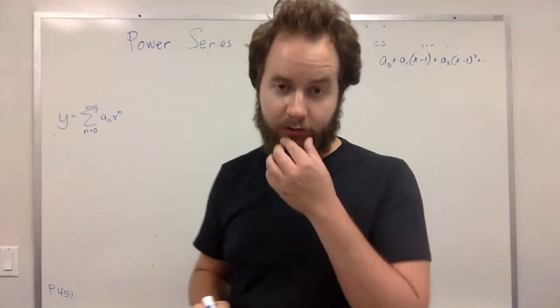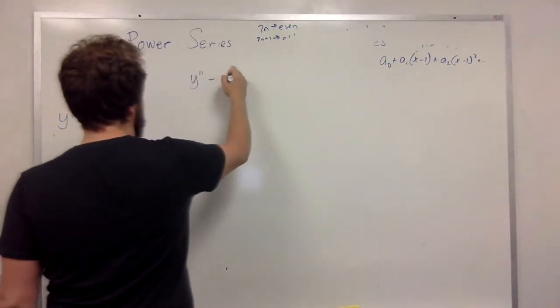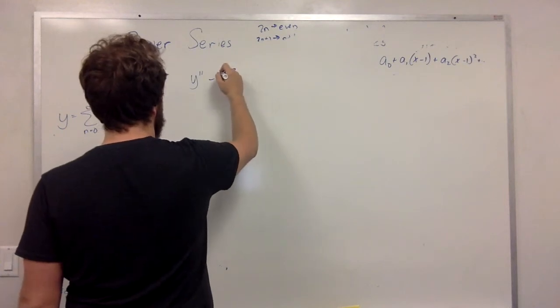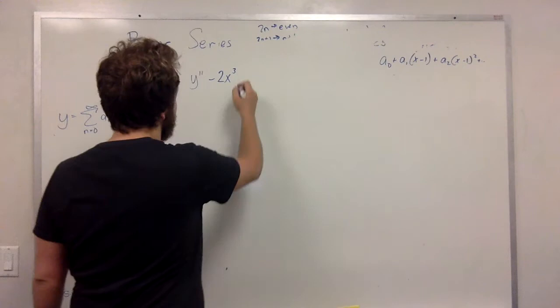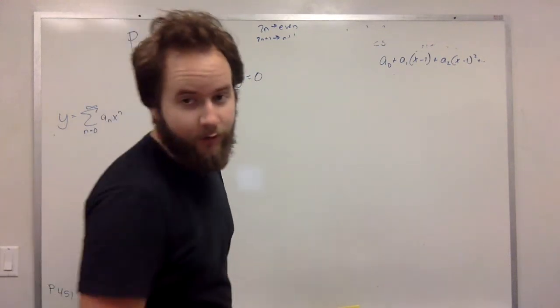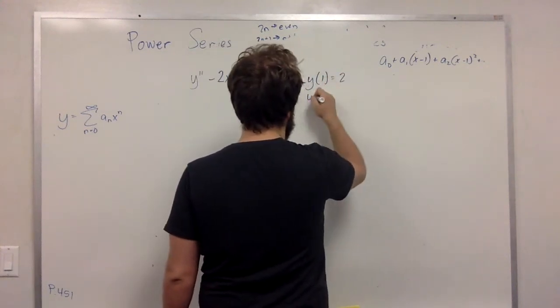Find the first four non-zero terms for the Taylor series for y double prime minus 2x cubed y equals 0. And we know that y of 1 is 2, y prime of 1 is 1.